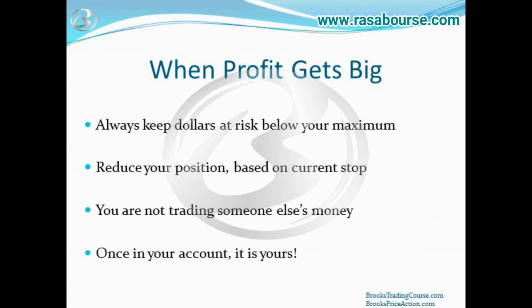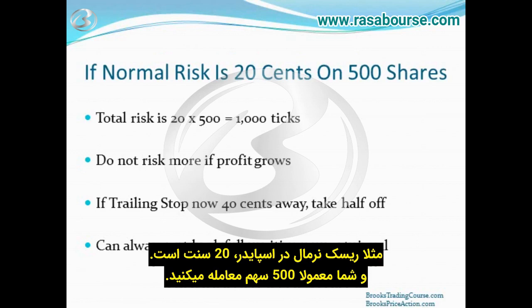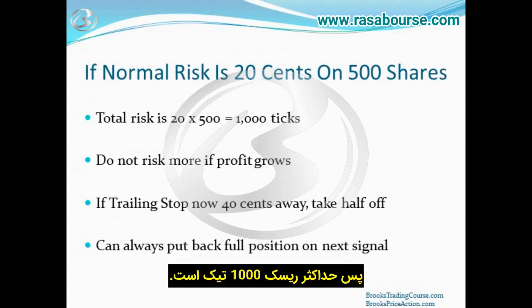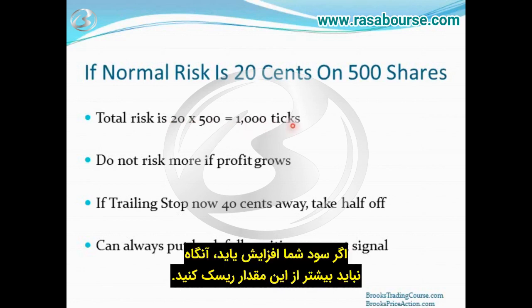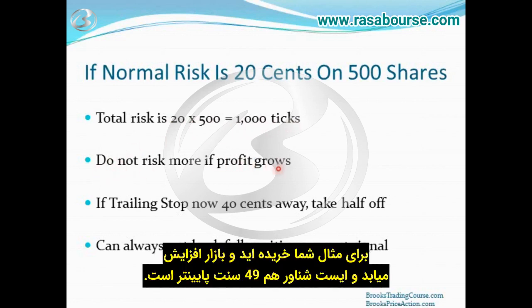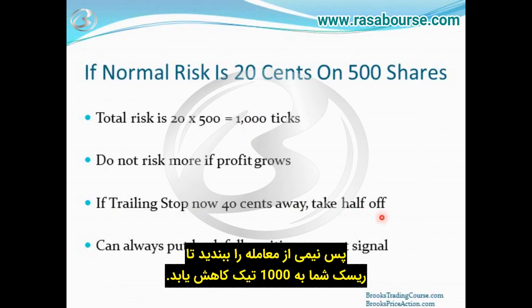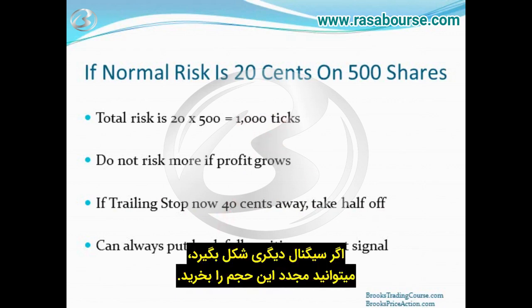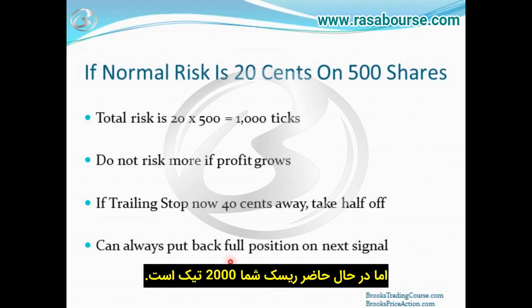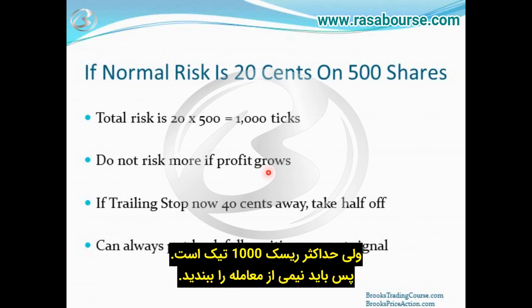Don't increase your risk. So for example, let's say your normal risk is 20 cents in the spider, and you normally trade 500 shares. So your total maximum risk is 1,000 ticks. Do not risk more if the profit grows. For example, if the market rallies and you're long, and your trailing stop is now 40 cents away, that means you're risking 2,000 ticks instead of 1,000 ticks. Take half off to get your risk back down to 1,000. You can always put the other half back on during the next signal. But at the moment, your risk is 2,000 ticks, and your maximum risk is 1,000, so you have to take half off.